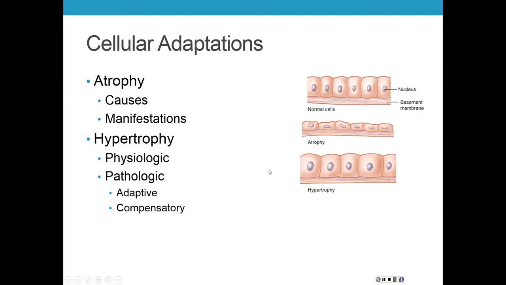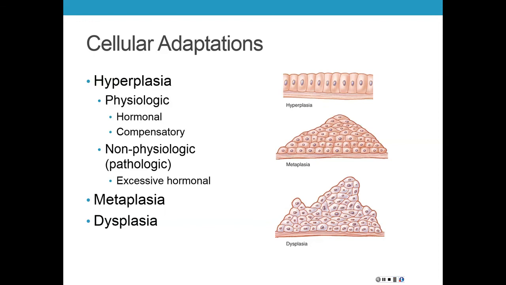So some hypertrophy is adaptive, and by adaptive, what we're really talking about is a case in which some injury has happened in some area. Adaptive and compensatory are very similar. For instance, you'll have a kidney removed and the other kidney will enlarge. That's an adaptive hypertrophy. Then you have hyperplasia, and hyperplasia is an increase in cell number.